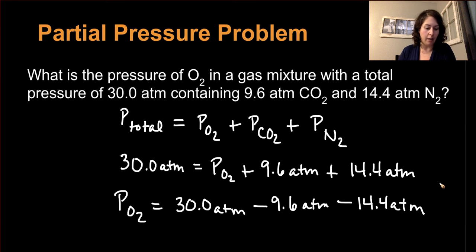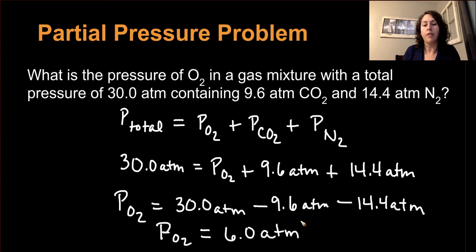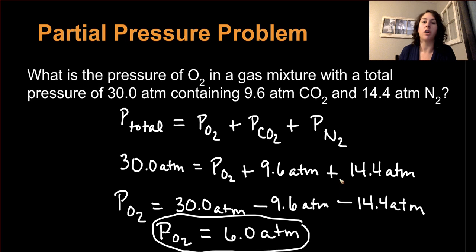Let me plug that into my calculator really quickly: 30 minus 9.6 minus 14.4, and we end up finding that the partial pressure of oxygen, P of O2, is 6.0 atmospheres. So you could be asked for the total pressure, or you could be asked for a partial pressure, so you could work that problem in any direction.